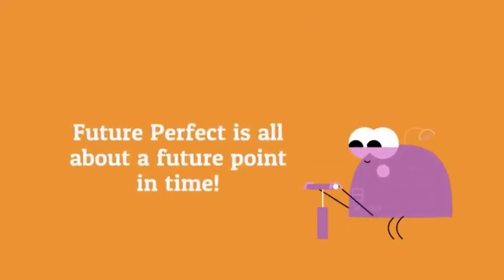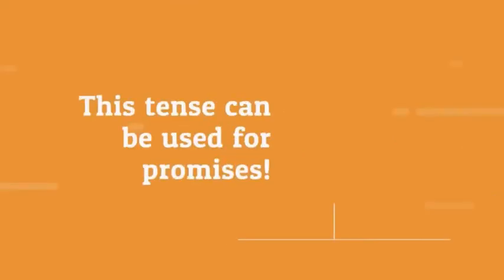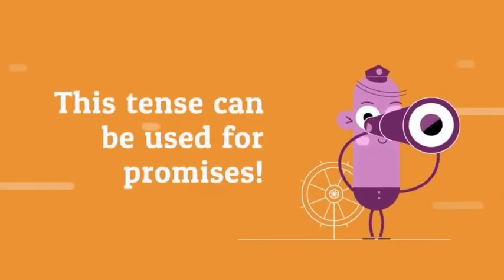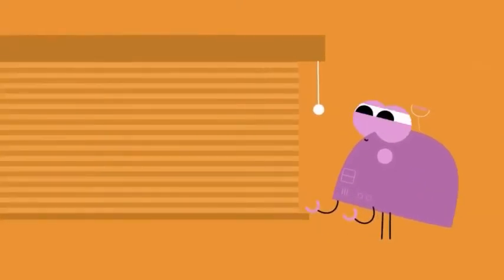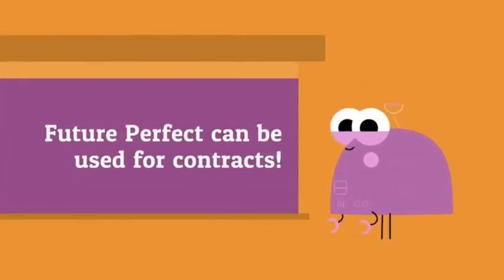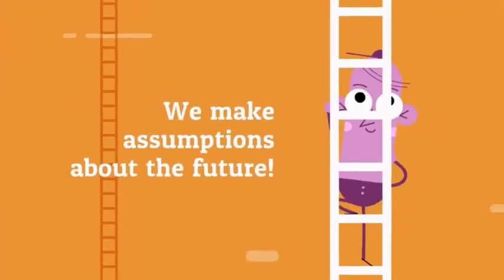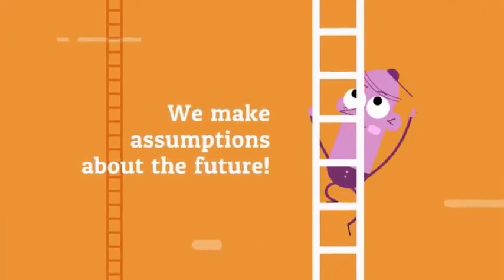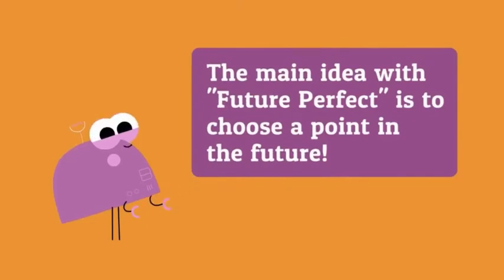Future perfect is all about a future point in time. This tense can be used for promises. Future perfect can be used for contracts. We make assumptions about the future. The main idea with future perfect is to choose a point in the future.